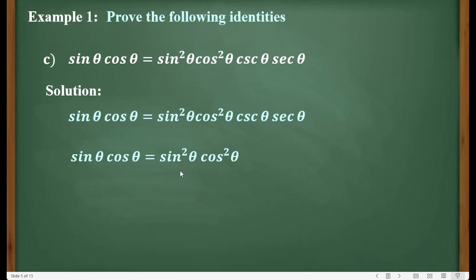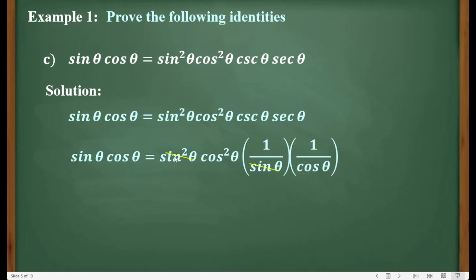So for our first line of solution, we have just copied this portion, and we are about to make a simplification on the right side. We're going to replace cosecant theta by its equivalent, which is 1 over sine theta. And secant theta is replaced also by its equivalent. So basically, we're going to apply again the reciprocal identity. Secant theta is equal to 1 over cosine theta.